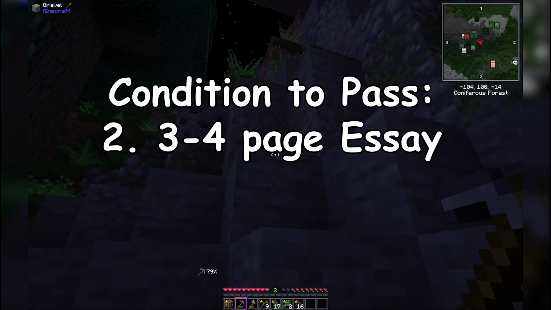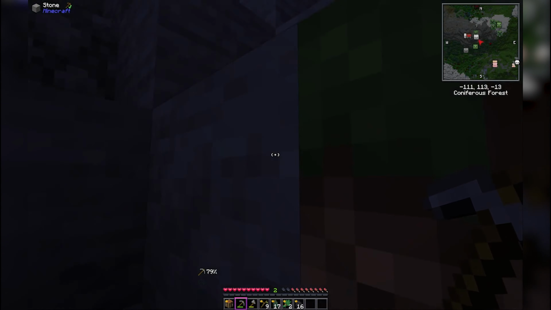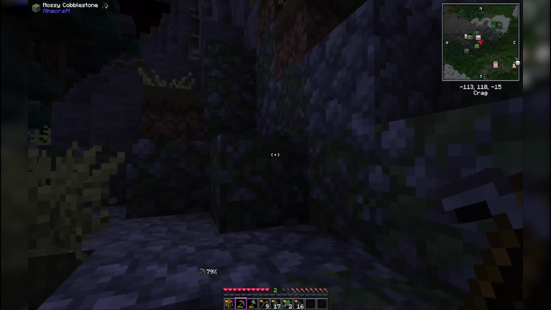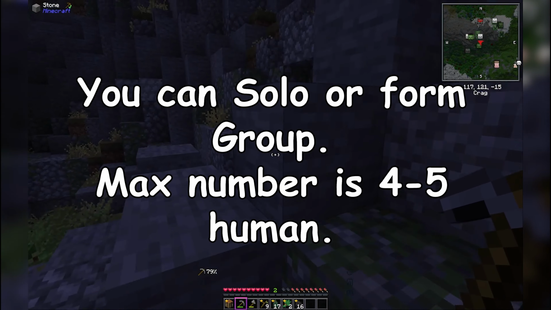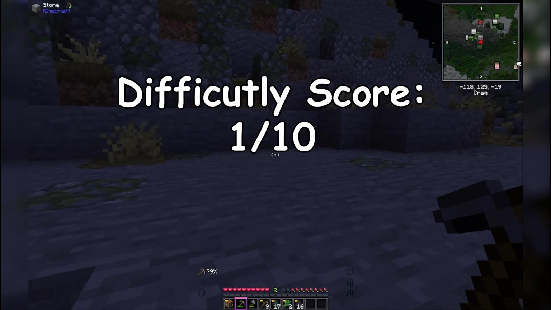Condition to pass, essay writing. Note, you can form a group or write it yourself. The max number of heads in each group is 4 or 5. Difficulty rating 1.